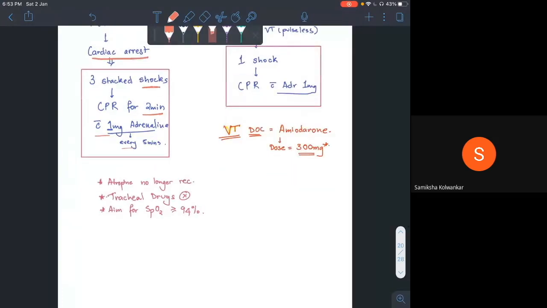Now, what used to happen is that if the patient is intubated in the ICU, they used to give trickle drugs, but this is not recommended anymore because it has a very variable onset of action. And that's not what you want in an emergency situation.